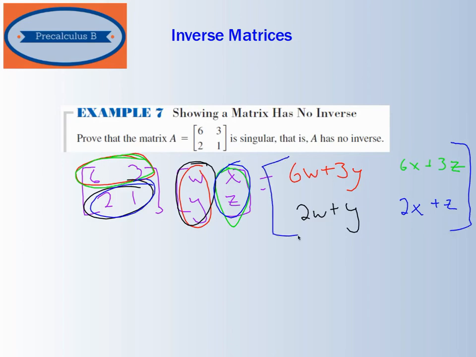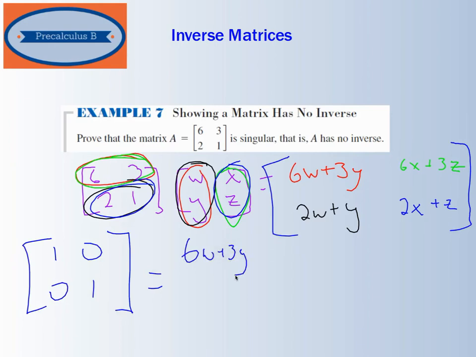Now, if we remember, in order for it to be an inverse, it would have to equal the identity. So at this point, I would know that the identity matrix, 1, 0, 0, 1, would have to equal 6w plus 3y, etc., right? And I could fill out the whole thing. Or I could just now say that 6w plus 3y would equal 1. I would also know that 6x plus 3z would equal 0.